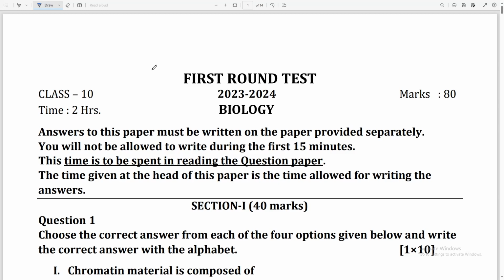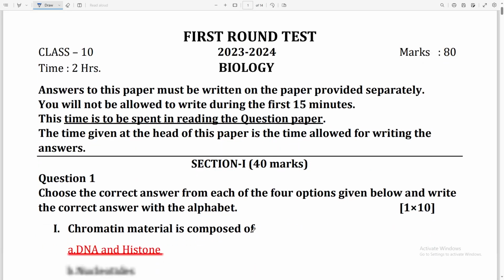Hello students, let us discuss the answer scheme of the first round test question paper. In the instruction it is mentioned, the time is to be spent in reading the question paper. This is very important. So this 15 minutes time you have to spend only for reading the question paper.